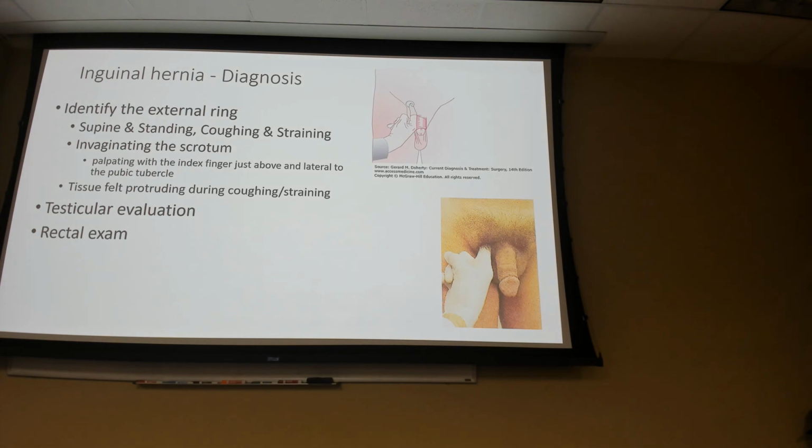All right, so diagnosis, there's a great picture of the exam there and how we're going to perform that. So obviously, you're going to have them supine, standing, coughing, straining, and then you're just going to invaginate the scrotum. You're going to take your index finger and palpate to the pubic tubercle or lateral of the pubic tubercle, and then have them cough or strain on exam. It's also important to do a testicular evaluation, and then depending on the patient and comorbidities, you may or may not do a rectal exam. I don't do a rectal exam on every one of these.